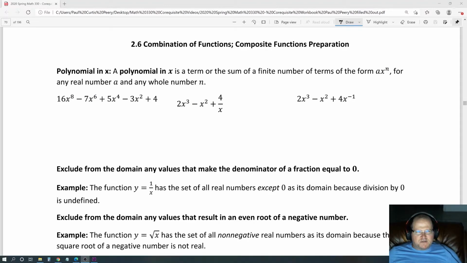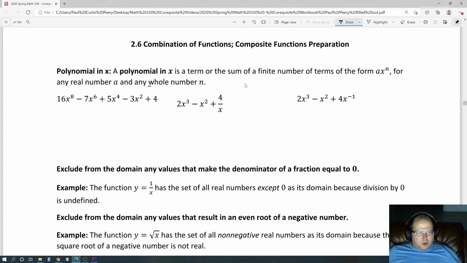2.6 Combination of functions, composite functions preparation. Polynomial in X. A polynomial in X is a term or the sum of a finite number of terms of the form ax to the nth power for any real number a and any whole number n.